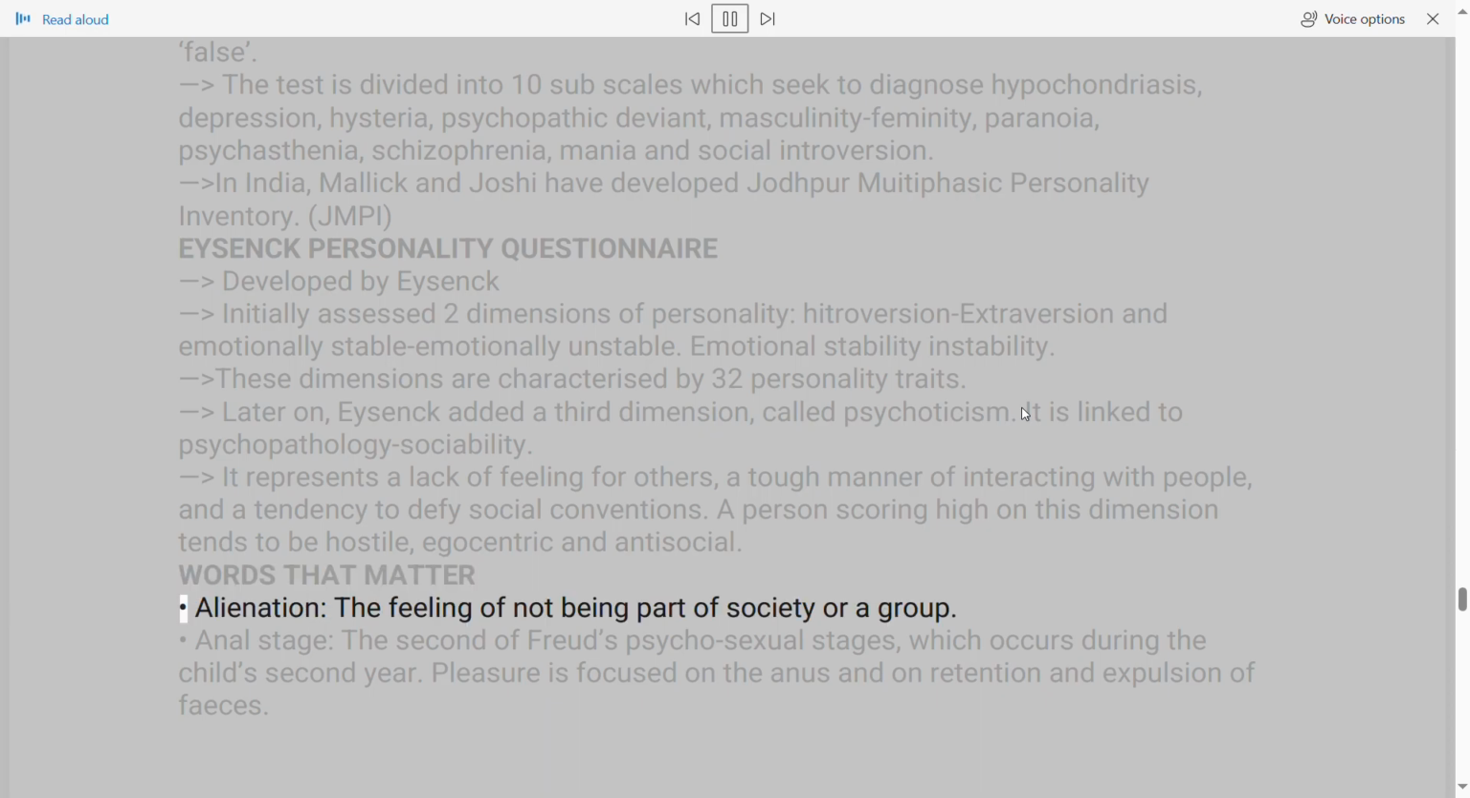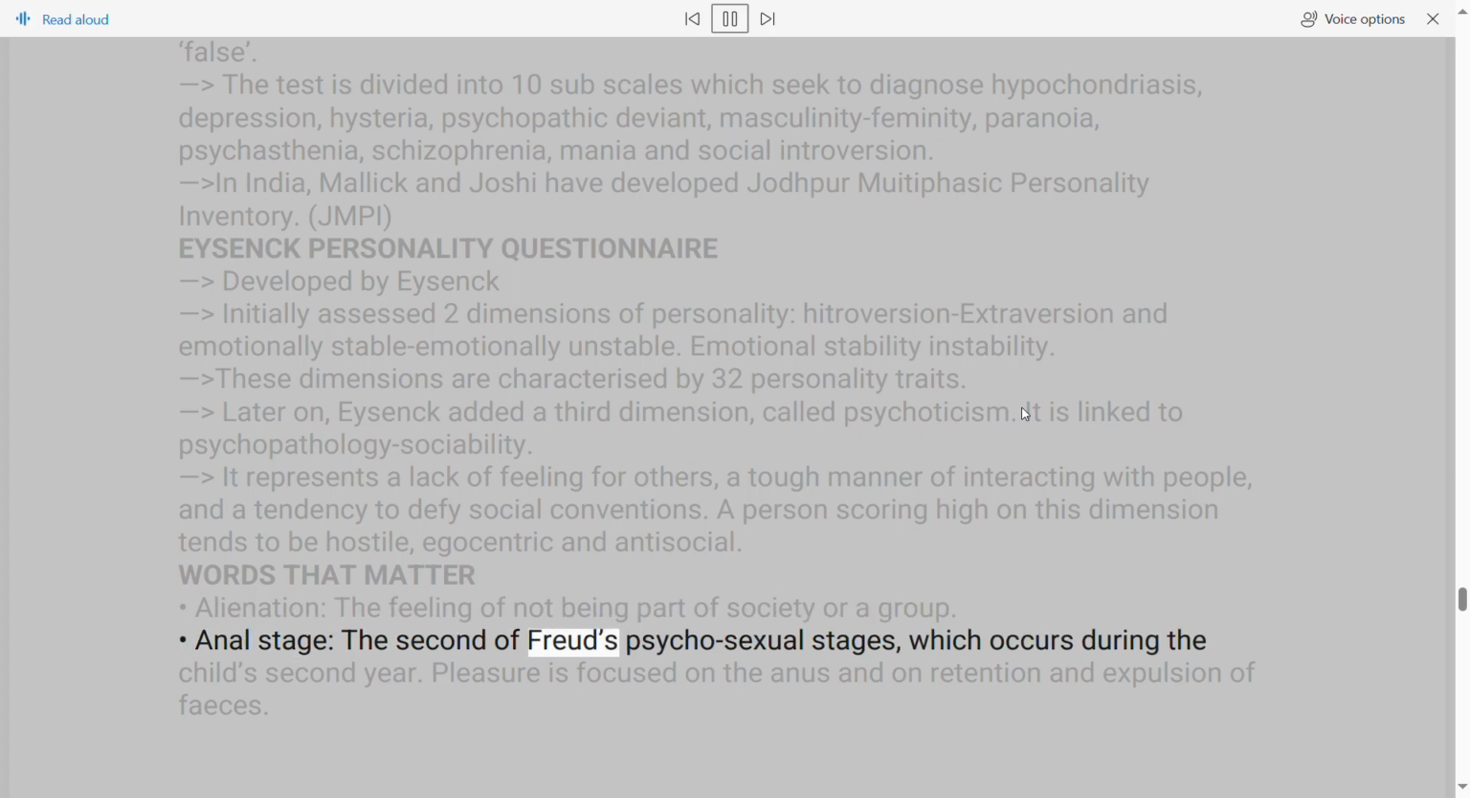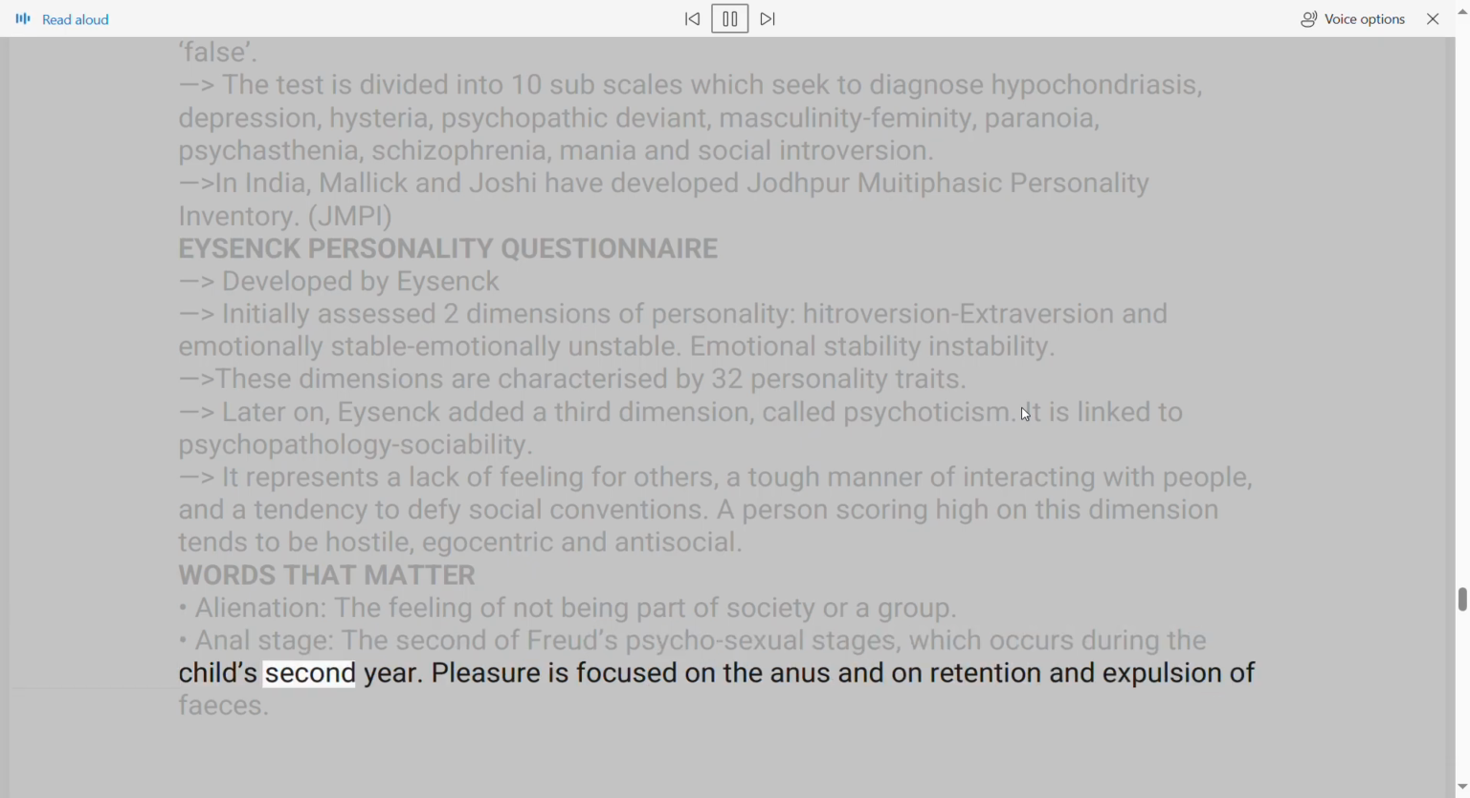Words that matter: Alienation, the feeling of not being part of society or a group. Anal stage, the second of Freud's psychosexual stages, which occurs during the child's 2nd year. Pleasure is focused on the anus and on retention and expulsion of feces.